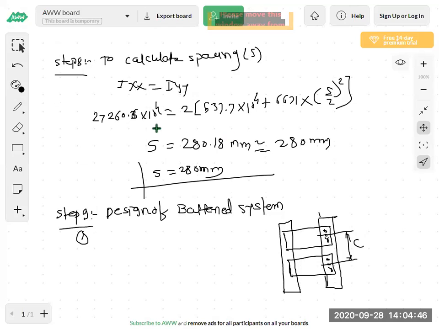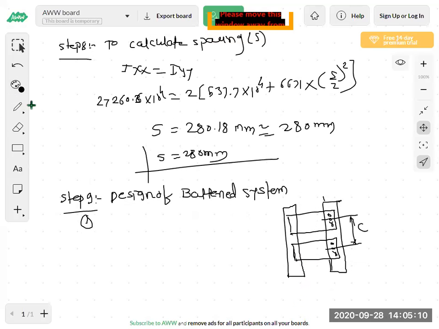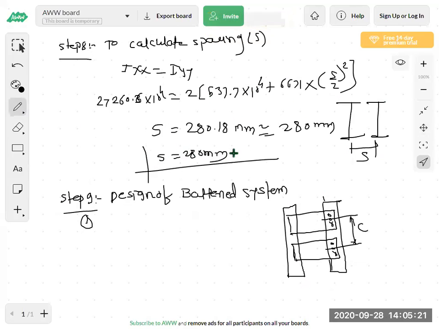Okay, we have come up to step number 8 earlier. In step number 8 we have to calculate the spacing. Here, if we equate the moment of inertia about the x axis and the moment of inertia about the y axis, then we will get the spacing between the I sections. These are the two I sections and this is the spacing. We have equated and calculated the spacing between the two I sections, that is 280 mm.